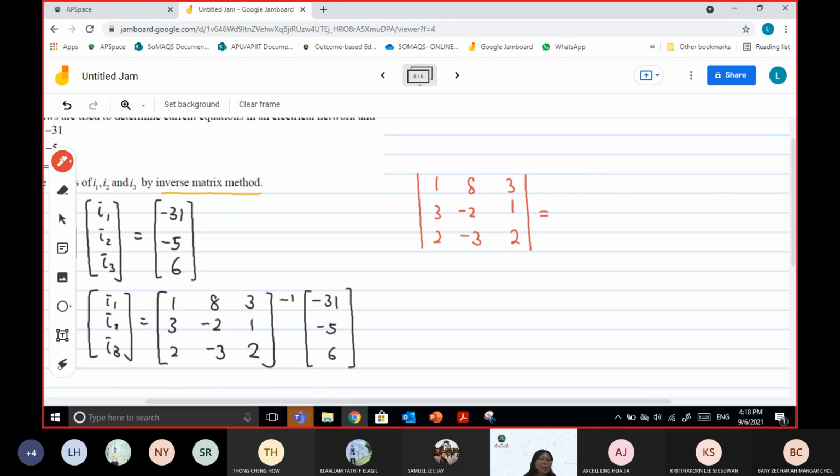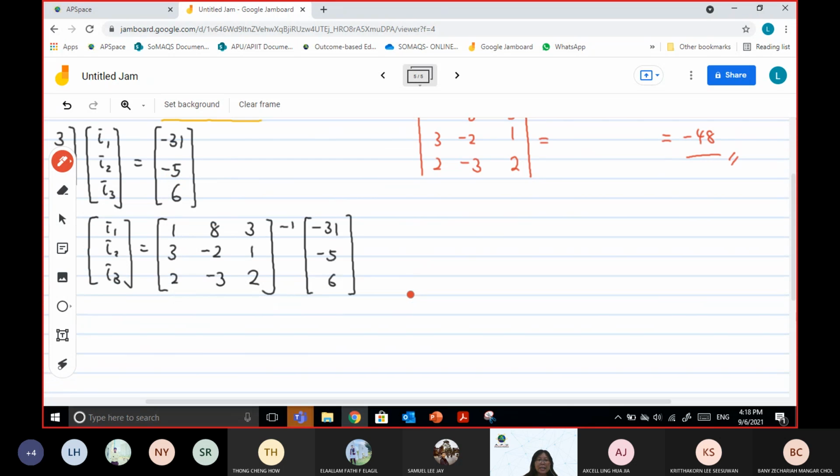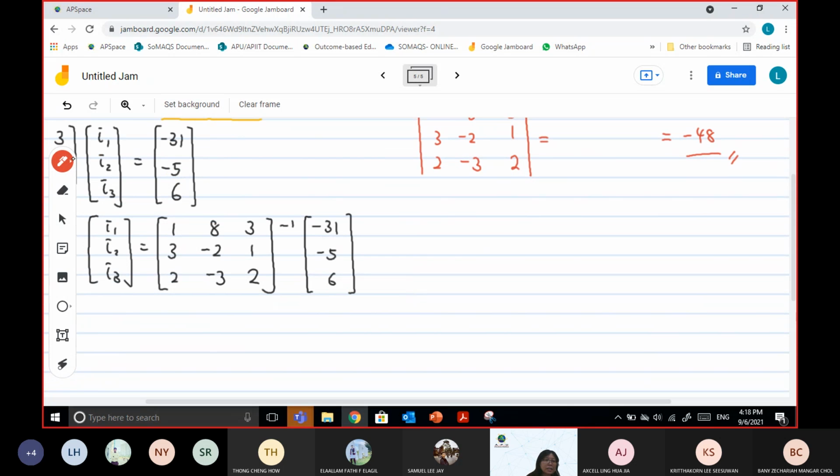Can I know the answer for the determinant? Any one of you? Negative 48. Negative 48. Okay, thank you. So it should be negative 48. Then next we need to find the cofactor of the matrix.